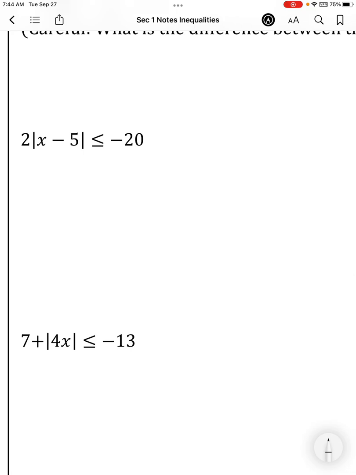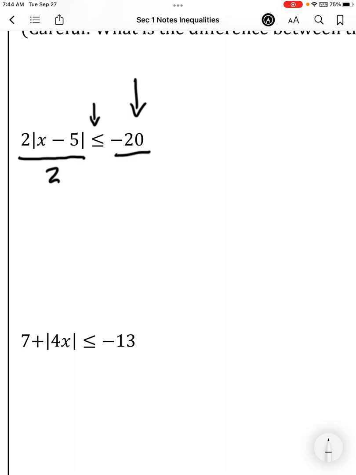So let's go ahead and do some practice problems here. Now I see that we have a negative number over here and a less than sign. So my instinct says, ooh, this looks like a no solution one right here at the jump. However, I can't declare that until I get rid of everything outside the absolute value over here.